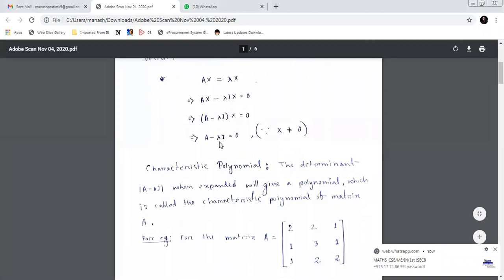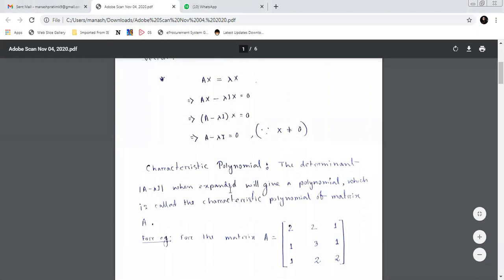Now, the characteristic polynomial. The determinant of A minus lambda I, when expanded, will give a polynomial, which is called the characteristic polynomial of matrix A.